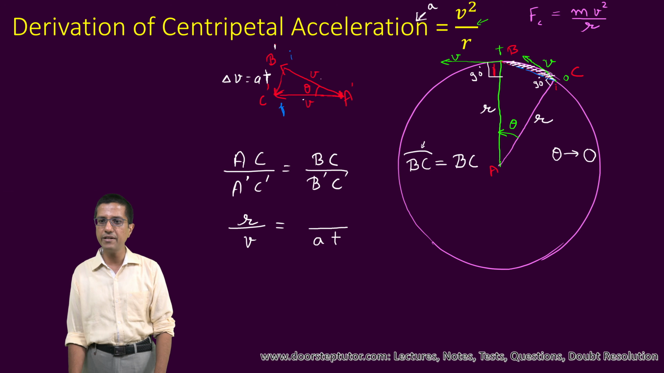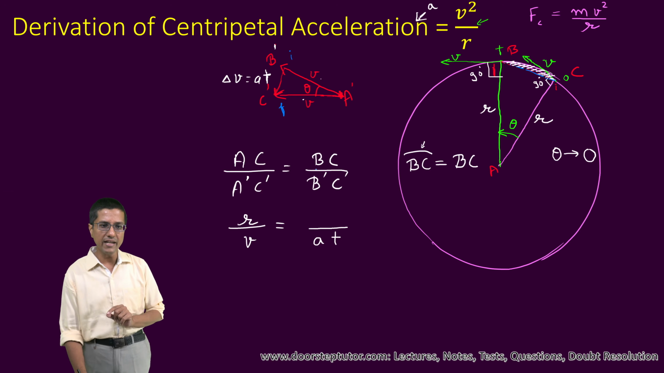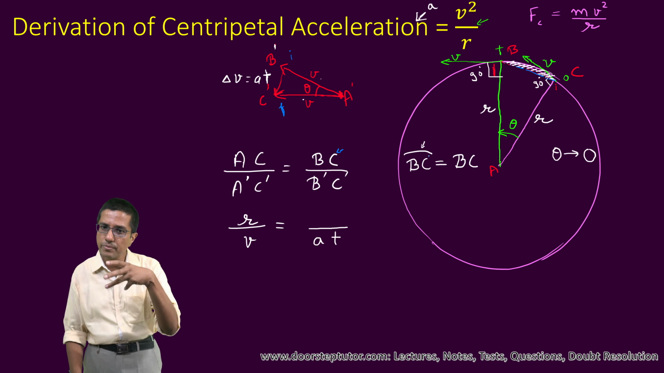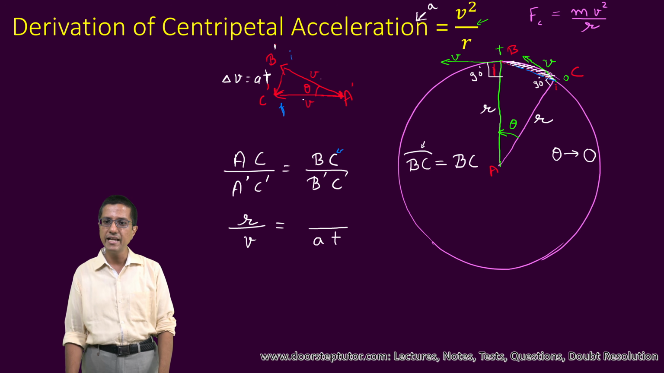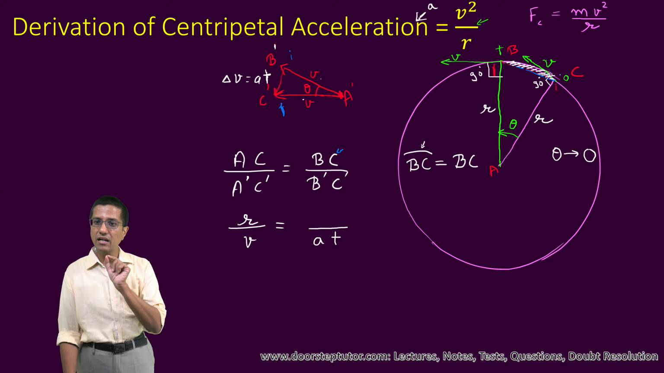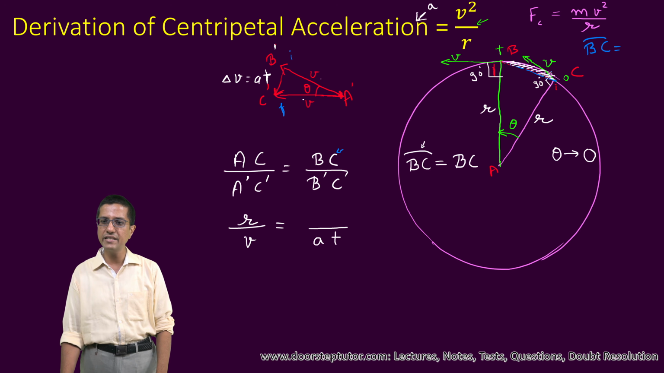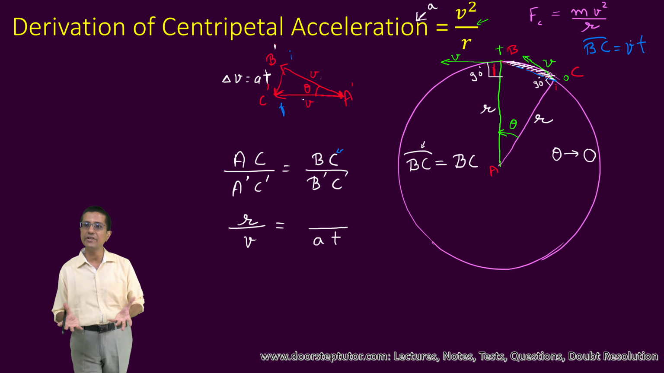Okay, this is our side BC, the side of the triangle. Here we have the side BC, not arc BC. But this arc BC has a special property. What is this? Arc BC is actually the distance covered by this particular particle in time t. So if we draw this, arc BC is the distance traveled by this particle in time t, which is equal to its velocity into time. It is the very definition of distance.